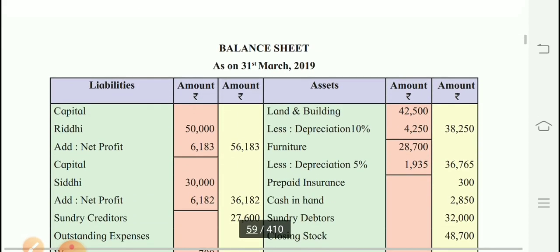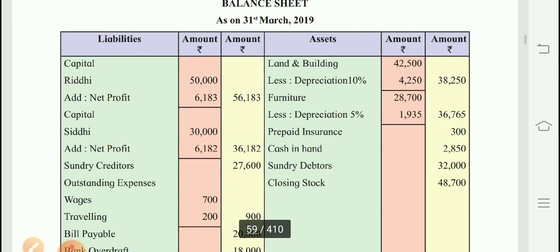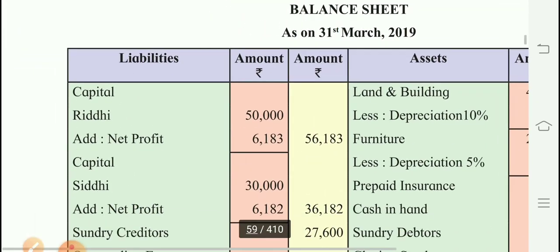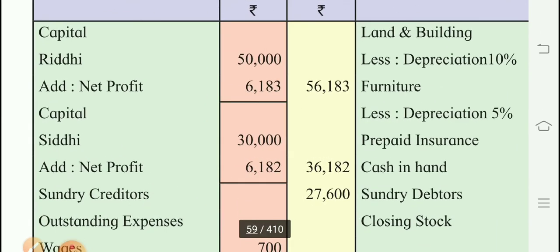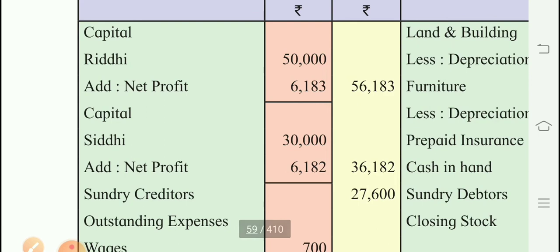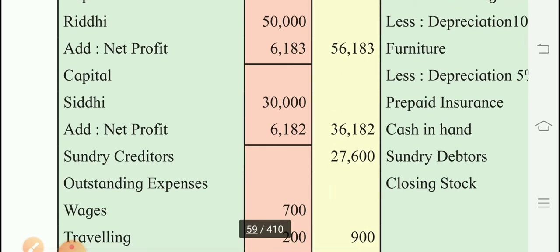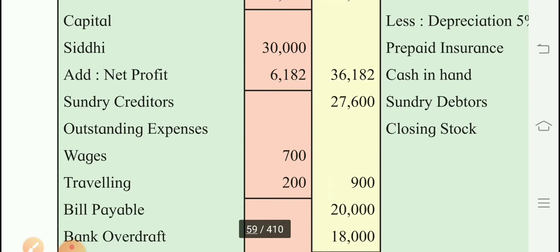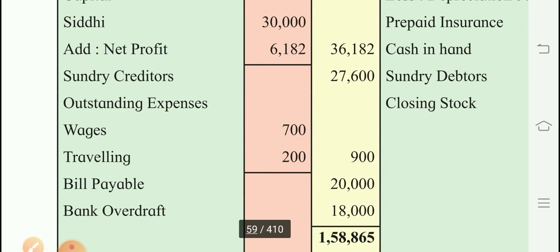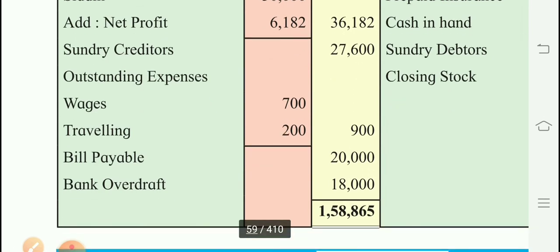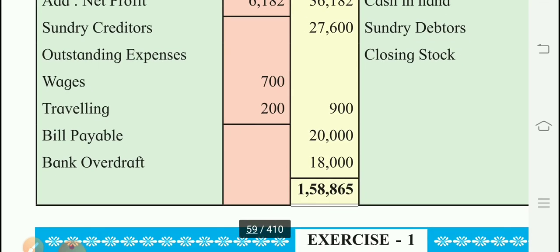So see, this is our balance sheet. The liability side first. Capital of Riddhi 50,000. In that we have added the net profit. Now the capital is 56,183. Then capital of Siddhi rupees 30,000. We added net profit 6,182. Now the capital is 36,182. The next is sundry creditors 27,600. As per our adjustments, we have written the outstanding expenses, bills payable, bank overdraft.